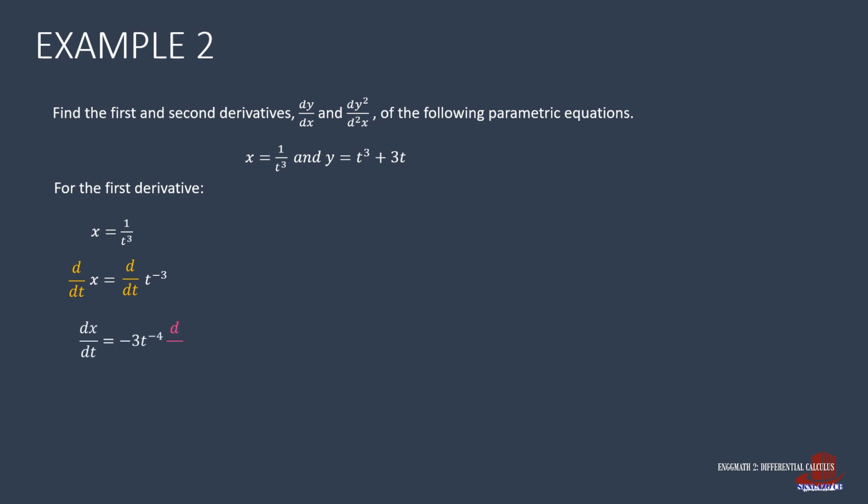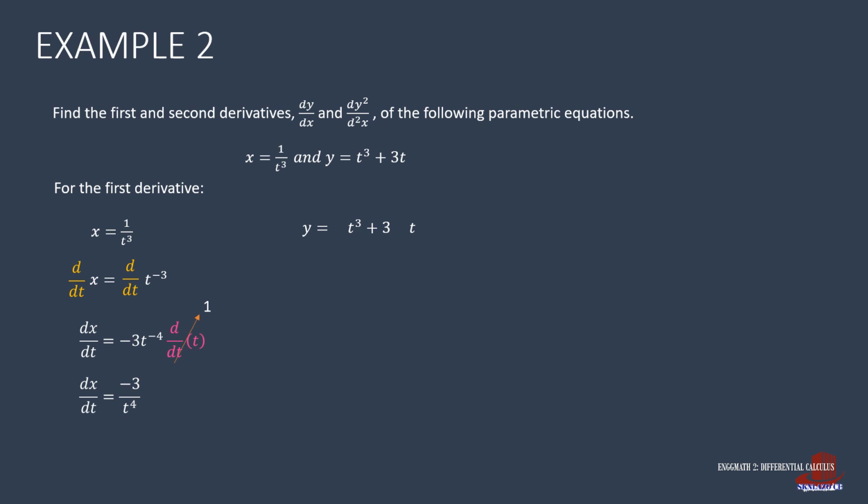Dx over dt becomes -3 times t raised to -3 minus 1, which makes -4. Then attach to this the derivative of t with respect to t by chain rule. Dt over dt makes 1, simplifying the derivative into negative 3 over t raised to 4.